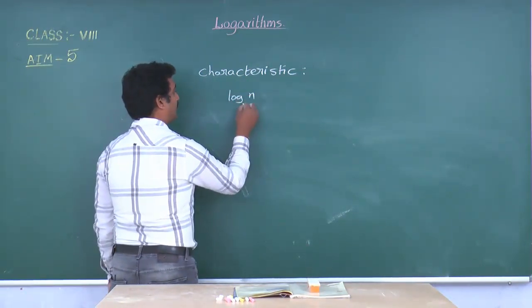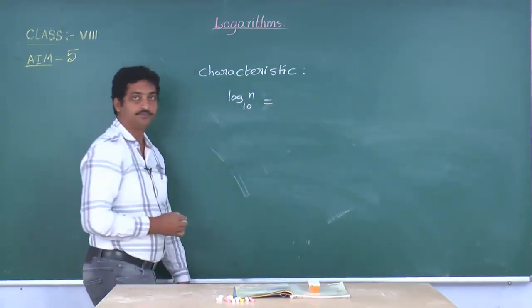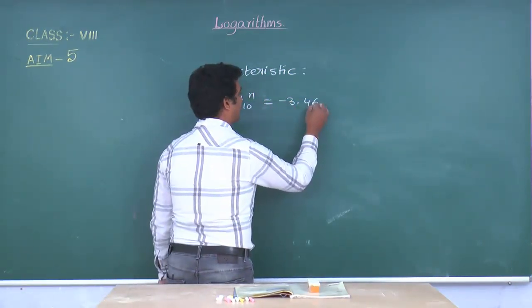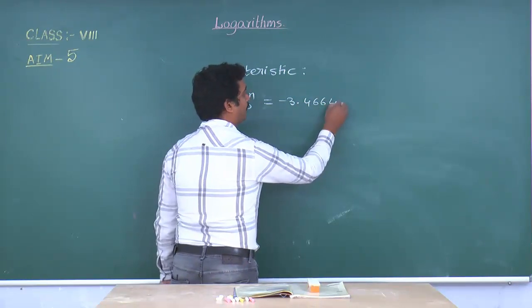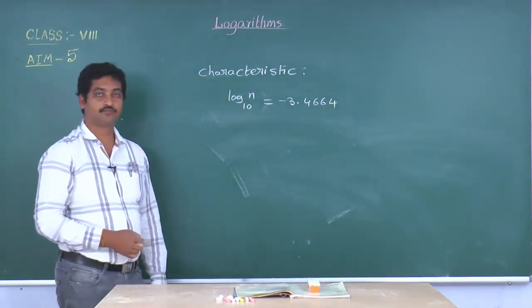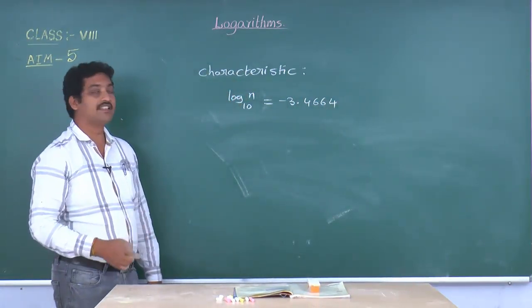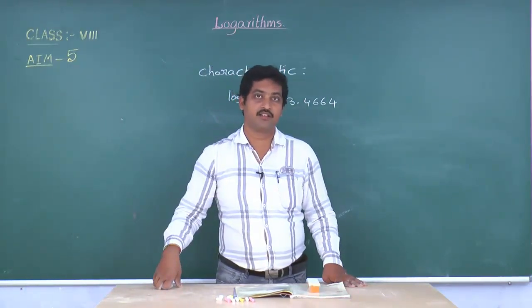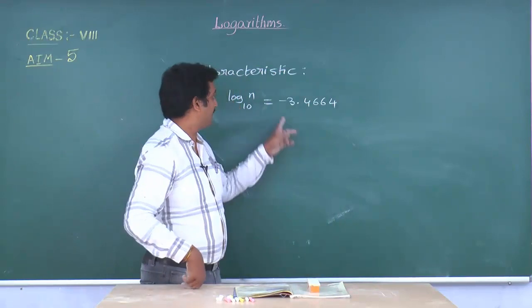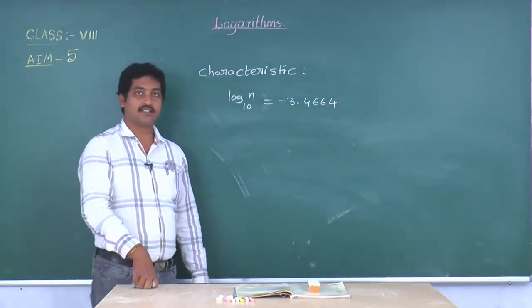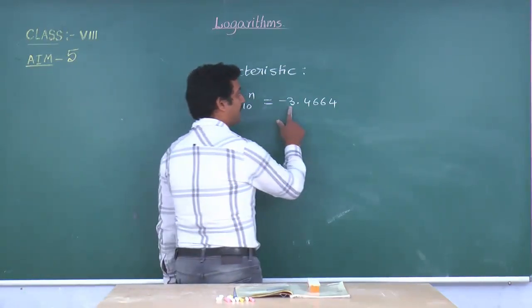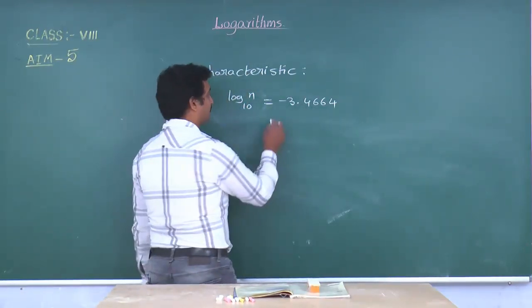Log n to the base 10 is equal to minus 3.4664. What is its characteristic and what is its Mantissa? First of all, what do you understand by seeing this minus 3.4664? What is the meaning of minus 3.4664?